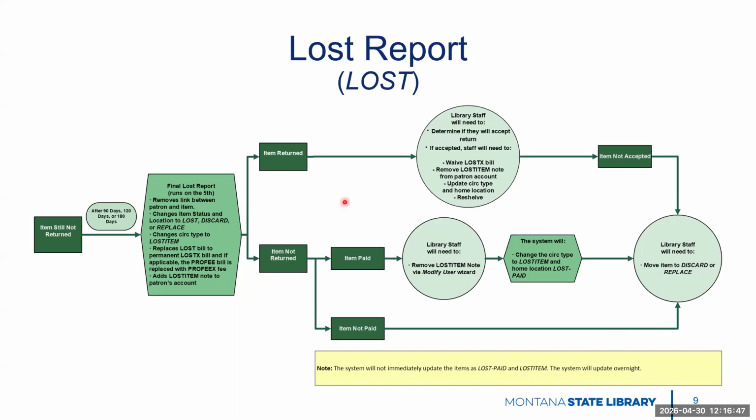But if they do accept the return because you want the item back, they're going to have to do a couple of steps. The first is they're going to have to go in and waive that lost X bill. Then they're going to have to go into the user's account and remove that lost item note. And then you want to get the item back into circulation. So you're going to need to go into the call number and item maintenance wizard, and you're going to need to update the circulation type along with the home location, and then reshelve the item.